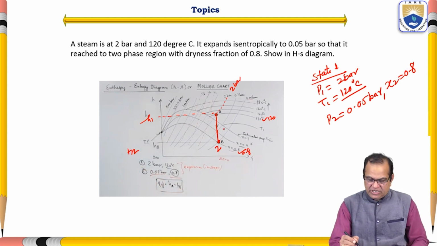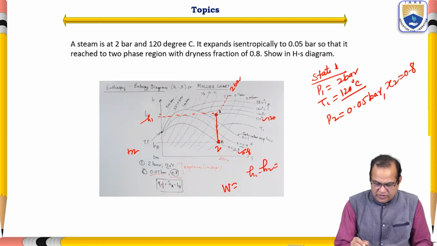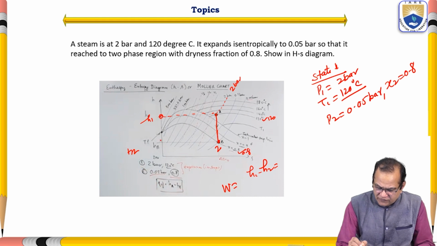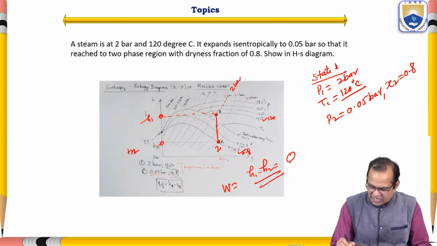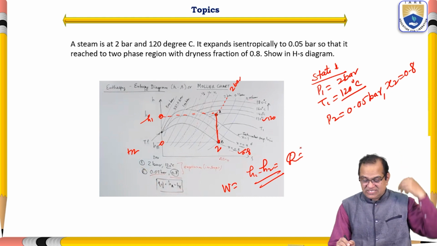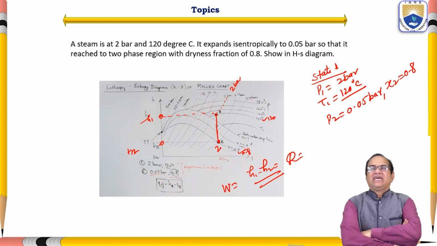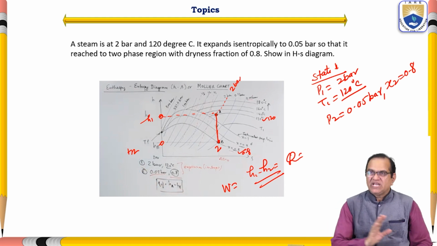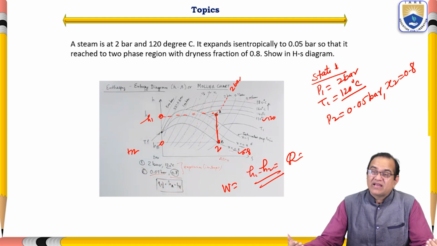So this you can see, and you can get the work done equal to H1 minus H2. So from here you can find out this value and this value, and you will get the work done, and you can also get the Q. This will be how much heat is added and how much heat is rejected. Like this you can find out with the help of the Mollier chart. I think it is very much clear, and if any doubt you can ask in my comment box.